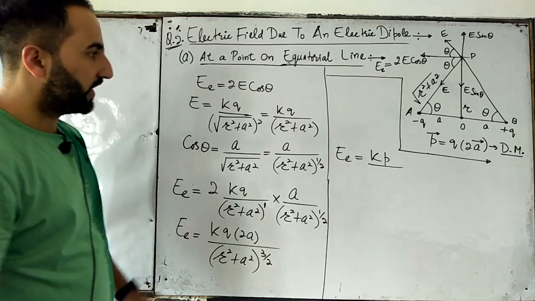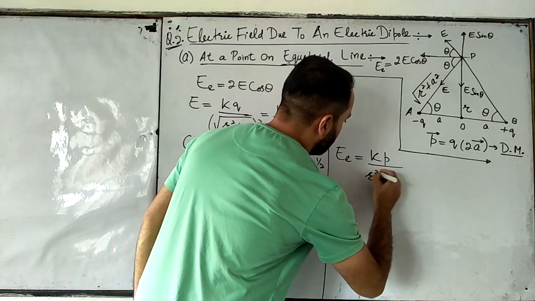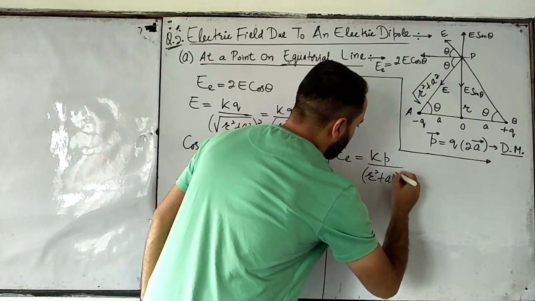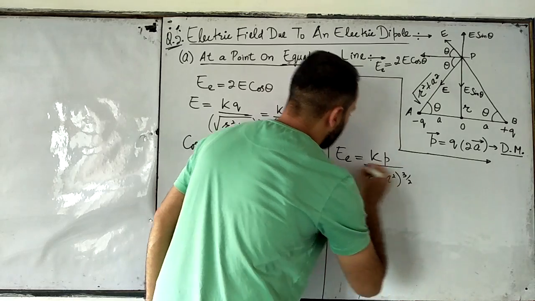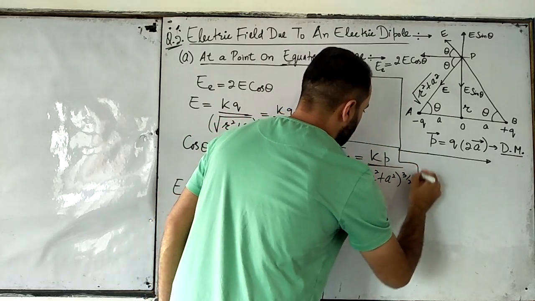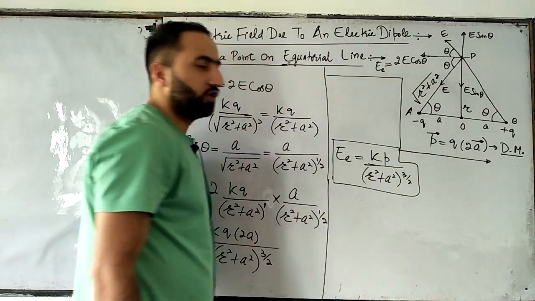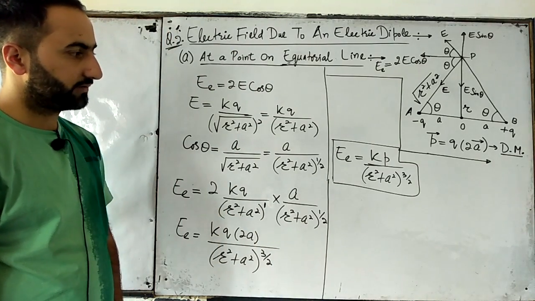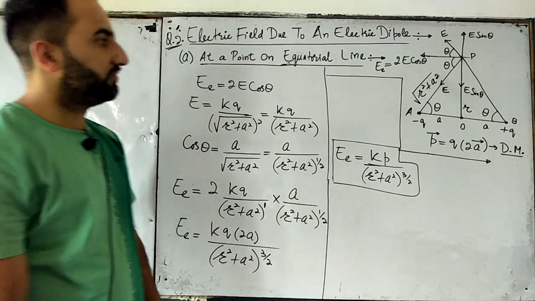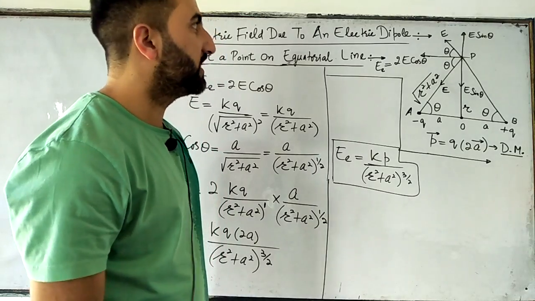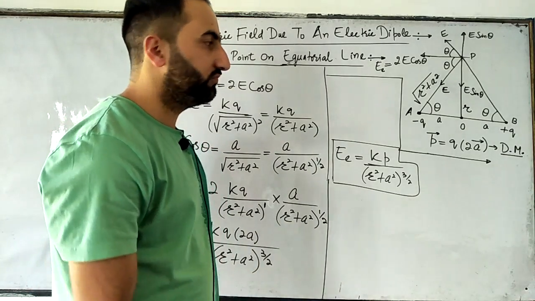K multiplied by P divided by r square plus a square raised to the power 3 by 2. So this is the electrostatic field on the equatorial line. Great, perfect. Here I will write one more thing. I will write down this electrostatic field in the vector form. The reason is it's a vector, obviously.